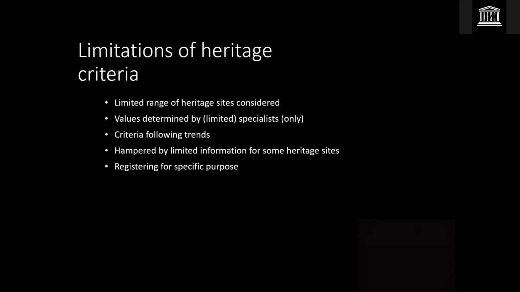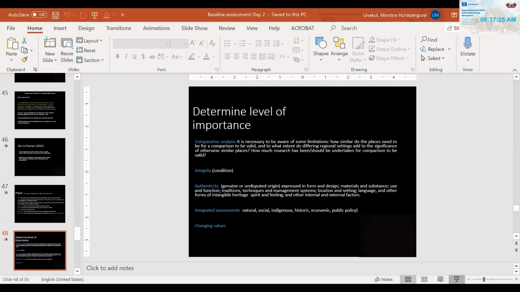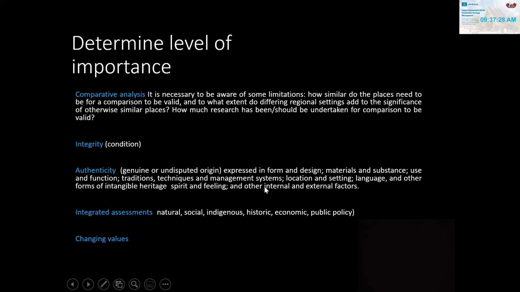It is good to understand when we're working with existing heritage criteria that they may have some limitations. Sometimes there's only a limited range of heritage sites considered. The values were determined by a limited number of specialists or by specialists of a single type of heritage. Criteria often also follow trends and will focus. We then use these data sets to determine the level of importance. And again, it's not one sort of avenue of assessing these data sets.